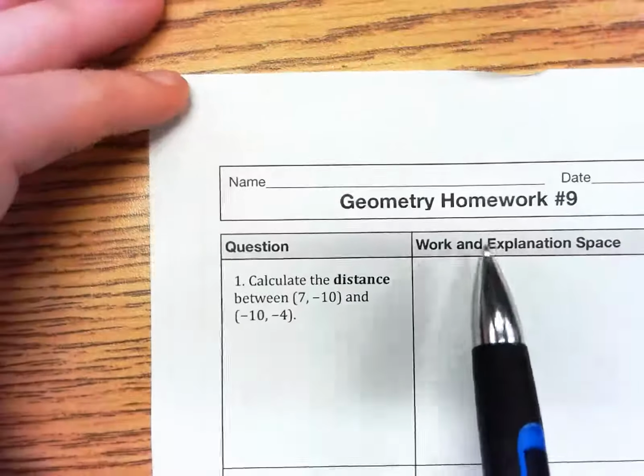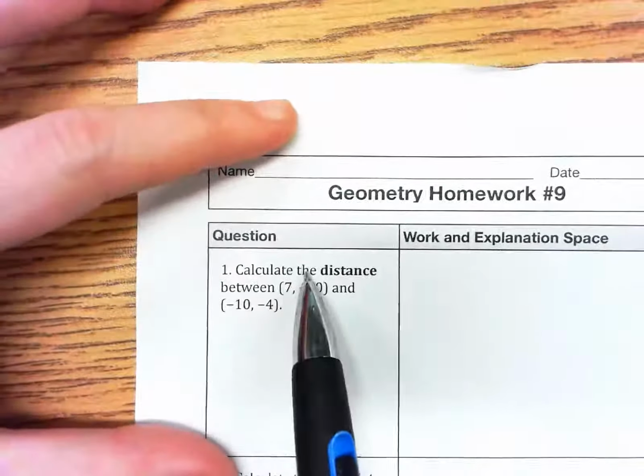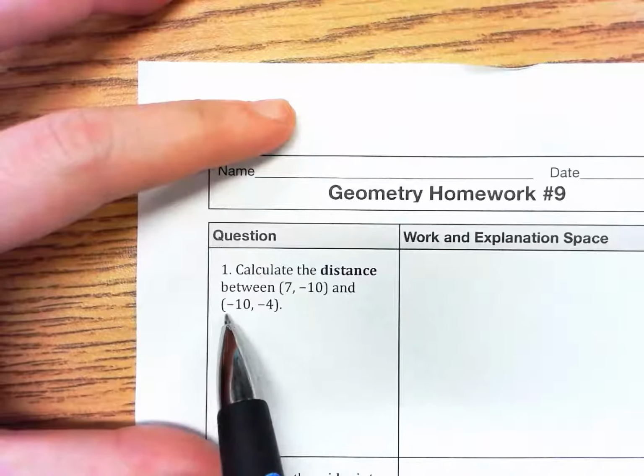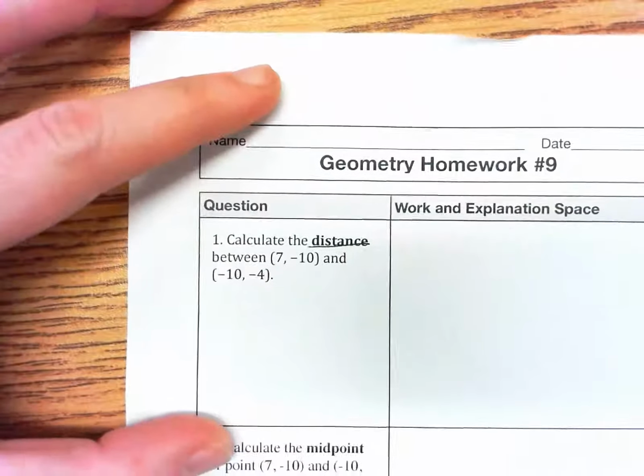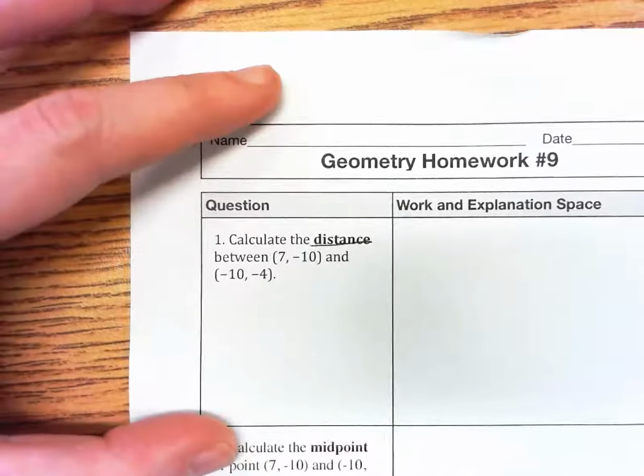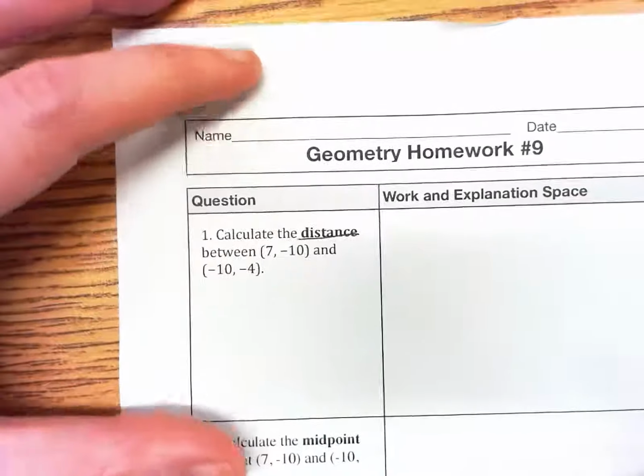This is question number 1 on geometry homework number 9. The question says calculate the distance between 7, -10 and -10, 4. So this is a distance question. We can see that right here. So we're not going to use our midpoint formula or missing endpoint formula. This we can use the formula we learned in class today.